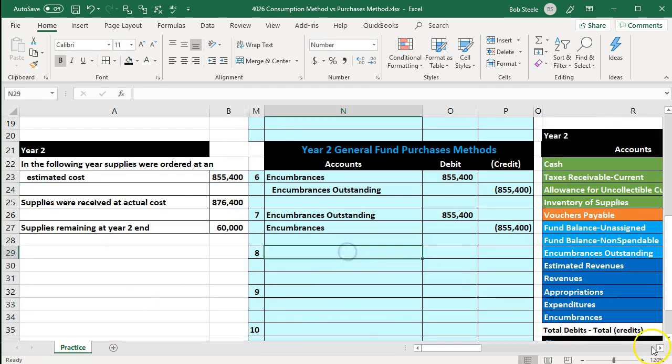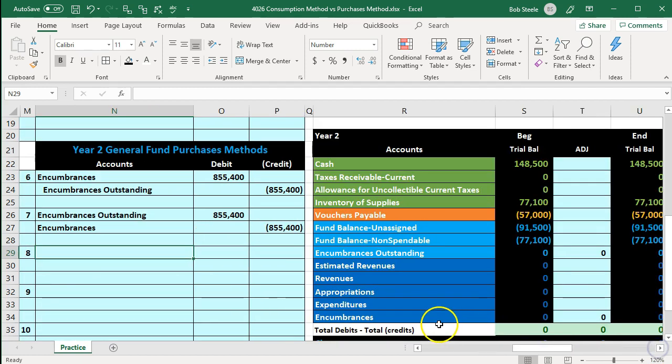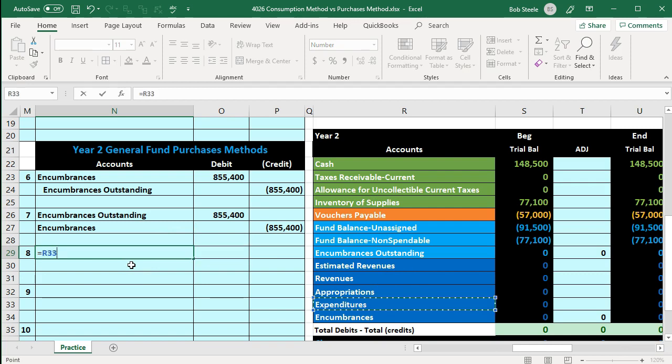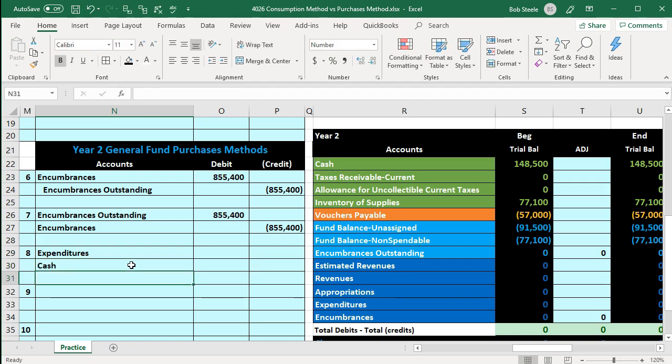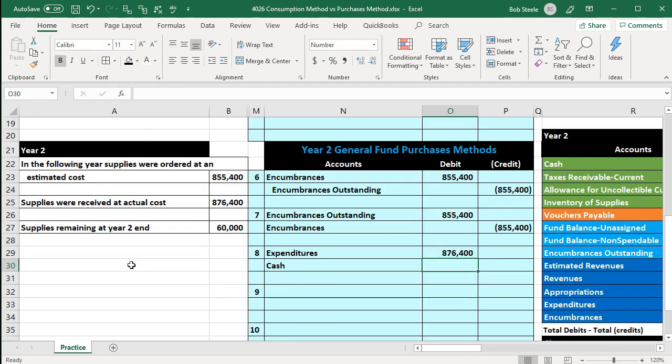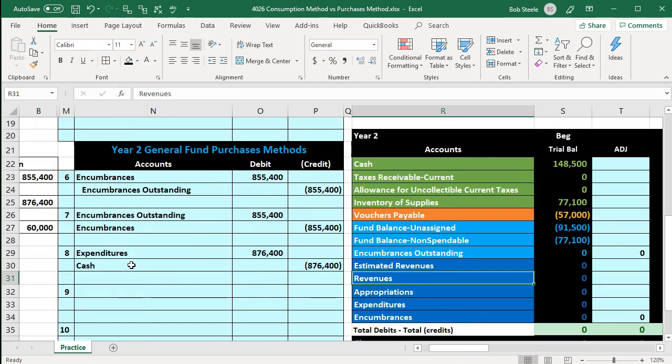Then we're going to record the entire amount as an expenditure as opposed to the inventory. This is the difference here. So we're going to say the entire amount is going to be the expenditure, and we're going to record the other side saying we paid cash for it, and that's going to be for the actual amount. So there's the actual amount. There's our debit and credit. So now we have the expenditure.